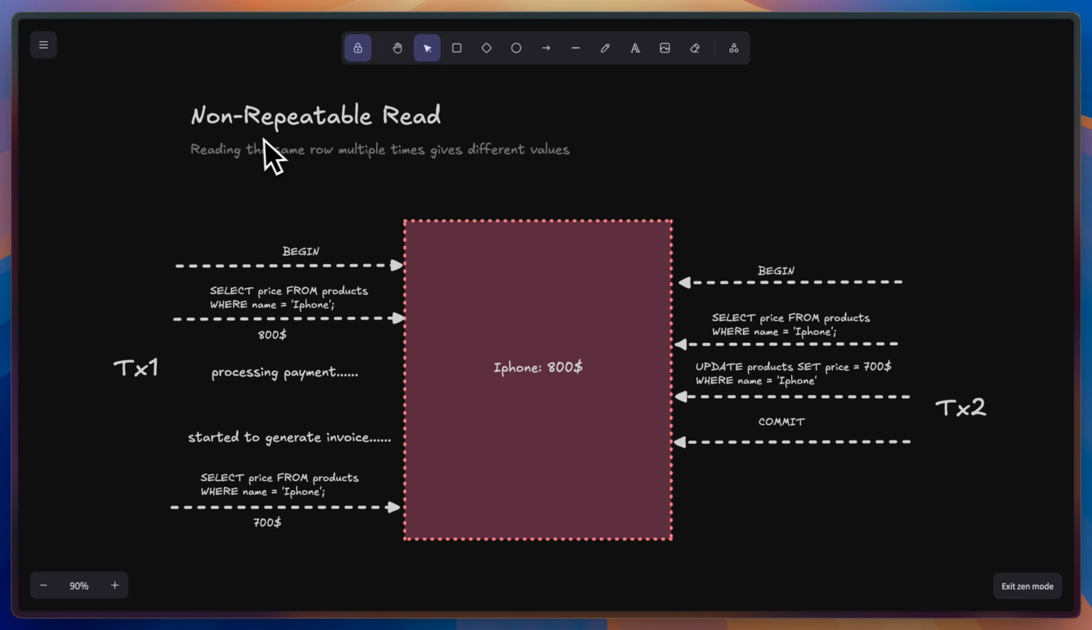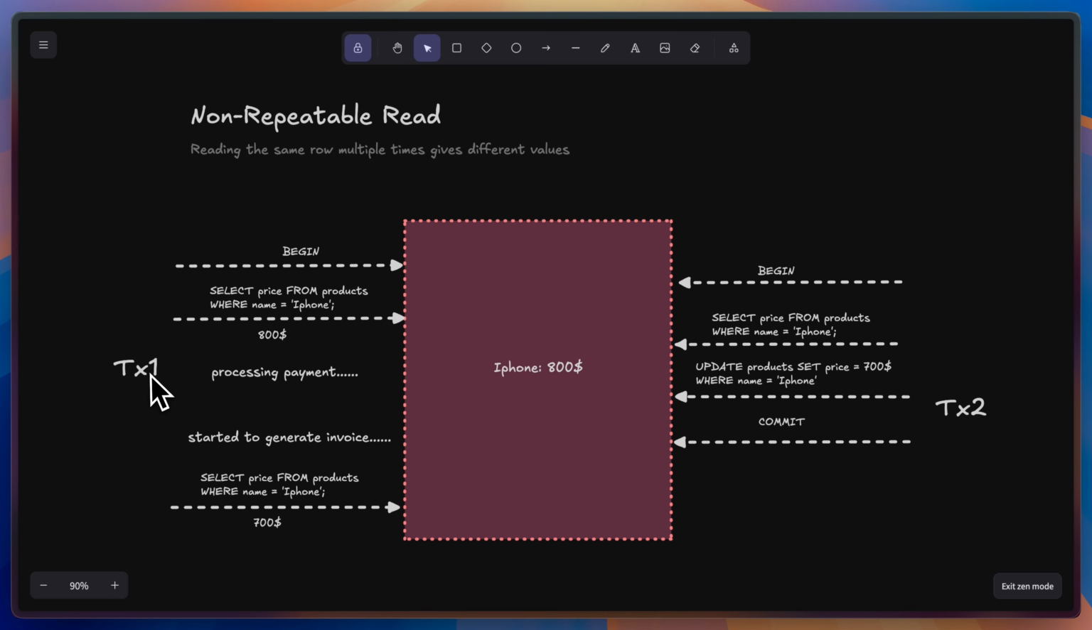Now let's see what a non-repeatable read problem is. Let's assume that we are dealing with some kind of e-commerce application wherein you can find an iPhone for $800. Transaction 1 is trying to purchase that iPhone, and transaction 2 is, let's say, initiated by an admin, who is trying to update the price of the iPhone from $800 to $700. Now let's execute these steps one by one.